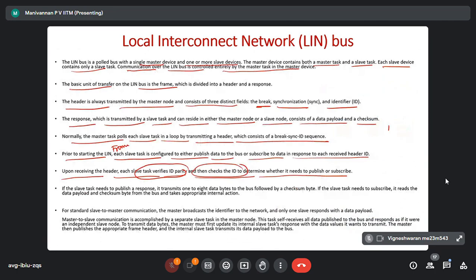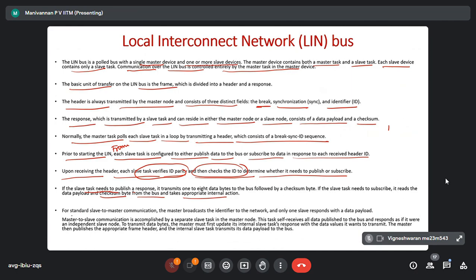Okay. So if a slave needs to publish data, sending data is called publishing. This is the terminology in the LIN bus. The transmitter sends the header, the master sends the header, and the slave responds. The response is called publishing the data on the LIN bus. Which is called publishing, or subscribing. Publishing is nothing but sending the data based on the ID when the master asks for it. Okay, then checksum for error correction.